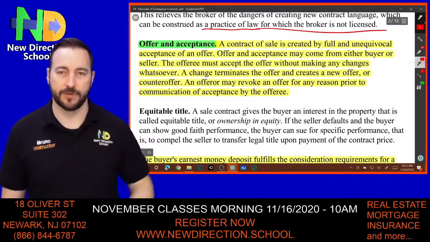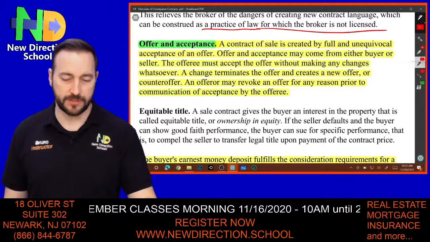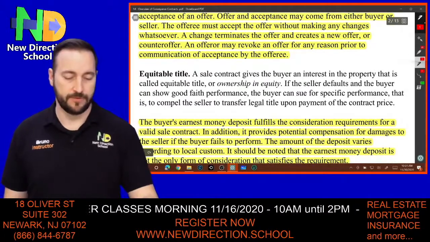Offer and acceptance, you guys already know what this is. It means that we all agree to it. If there's a counter offer, it's a rejection. We covered that.